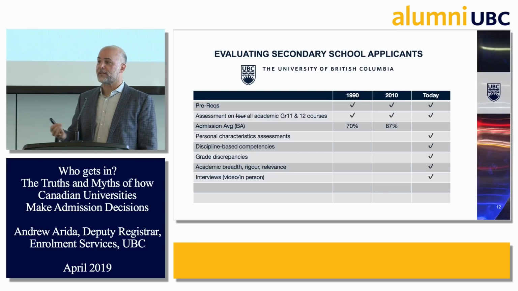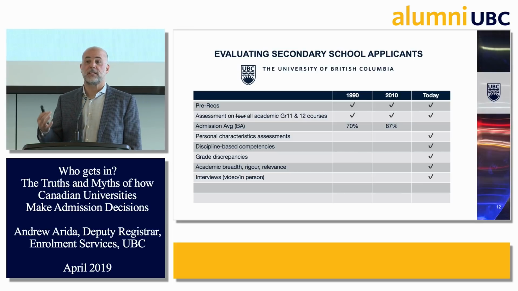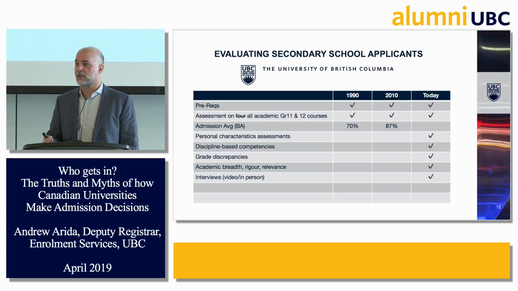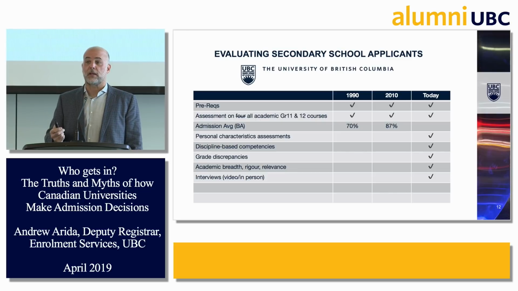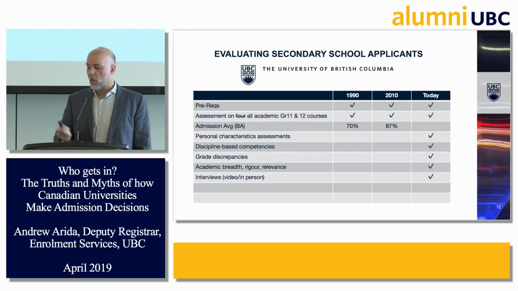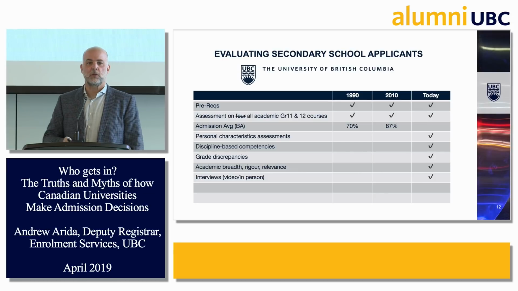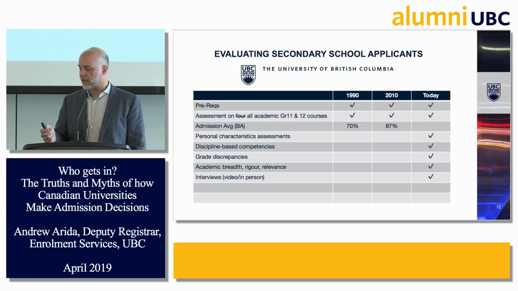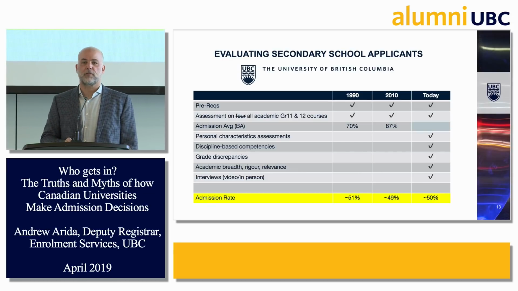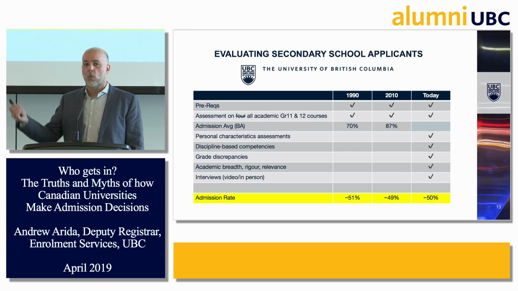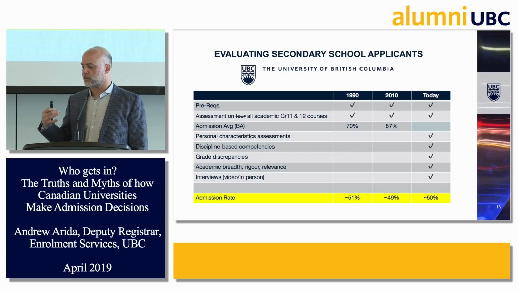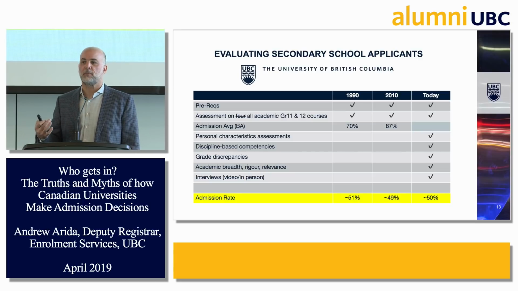Of course, when you look at this, you say to yourself, wow, it's getting a lot harder to get in. Look how much more universities are asking for. In reality, it's not getting harder to get in. Way back in 1990, when all you needed was 4 courses and a 70% average, we admitted roughly 51% of the students who applied to the Bachelor of Arts program. With all that additional information, last year, we admitted about 50% of the students who applied to the Bachelor of Arts program.